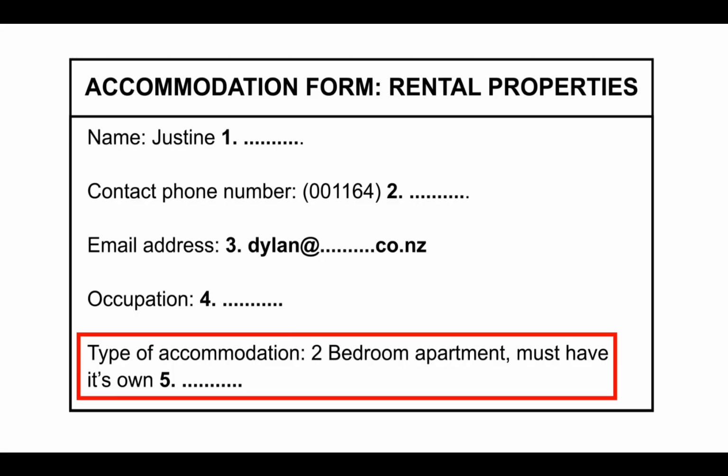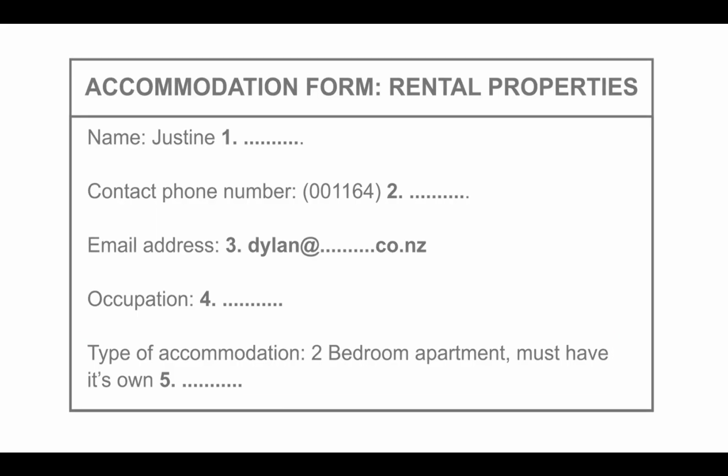And finally, with number 5, the clue is in the label type of accommodation. You need to complete the blank, must have its own, so you know it's going to be something to do with a home. For this task, the answers in the audio will be in the same order as the numbers in the form. So the answer to number 1 will be spoken first. This will be followed by the answer to number 2, and so on.